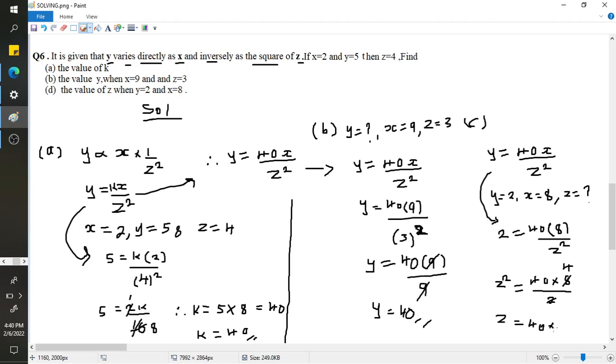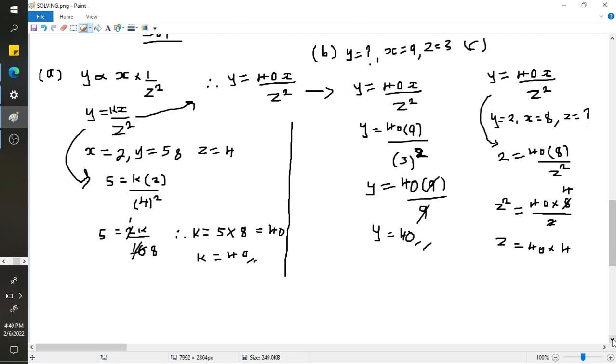So this is what we are getting. That's 40 multiplied by 4. We are running out of space here. Let's just create some more. Right, so z squared is equal to, so what are you getting? Just a moment. You can be multiplying there.